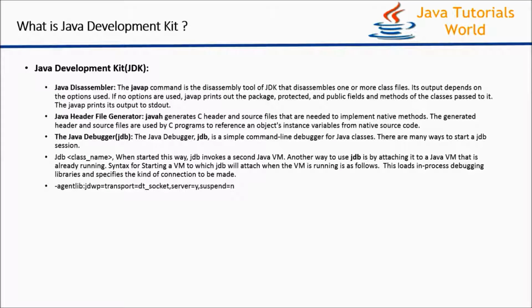The next tool is the Java Disassembler. The Java disassembler can be invoked by using a command called javap, and it disassembles one or more Java class files based on the options that we pass to it. We will see how to disassemble one or more classes and what options are available.